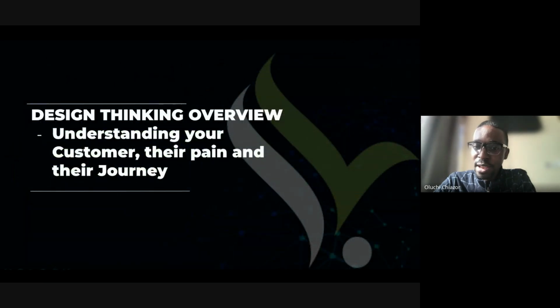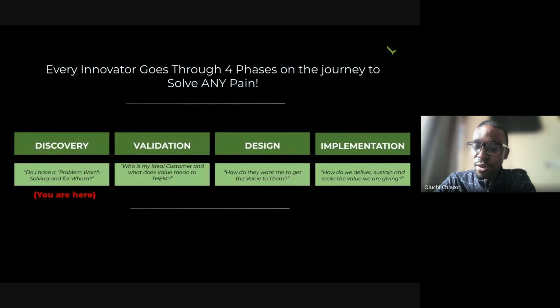Then we move on to design, where you're trying to answer the question, how do they want me to get this value to them? And then we end up in implementation, which is where we talk about how do we deliver, sustain, and scale the value that we are giving to them.